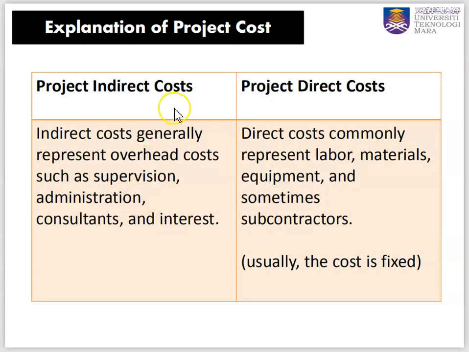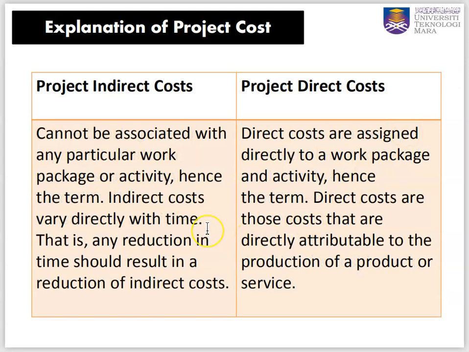So what are the indirect costs and direct costs? Indirect costs represent the overhead costs such as supervision, administration, consultants, and interest. Whereas the direct costs represent labor, materials, equipment, and sometimes subcontractors if you subcontract your project. Project indirect cost cannot be associated with any particular work package or activity, so that's why it is indirect. It is not verified or stated earlier in the project. Sometimes it will come in the middle of the project.